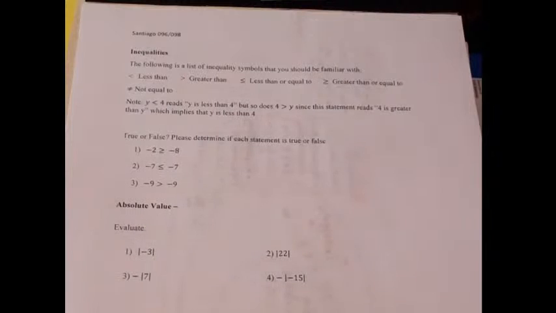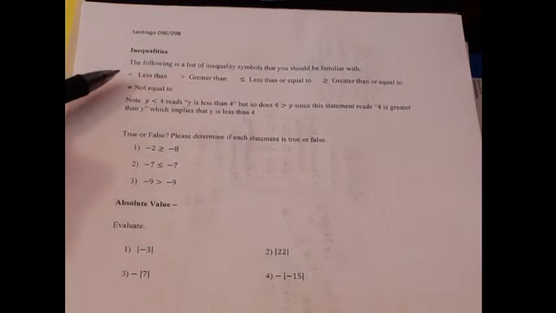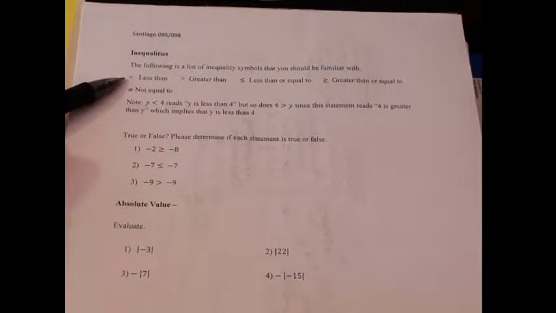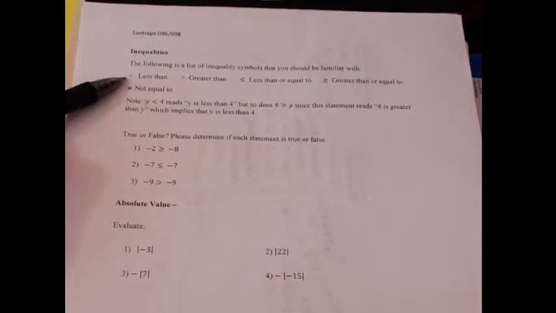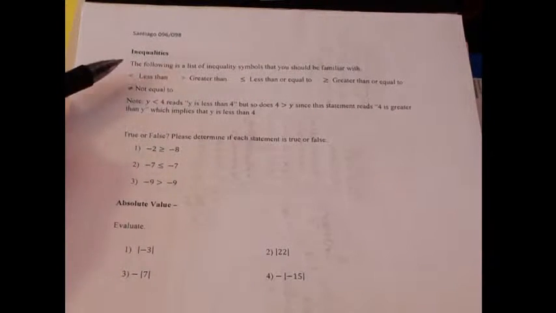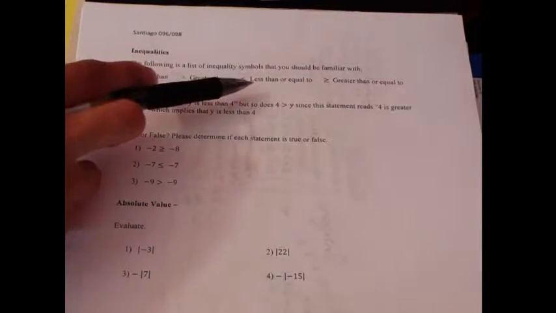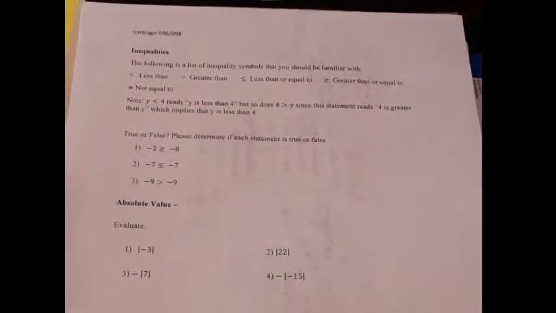Page 6. Let's talk about inequalities. So the following is a list of inequality symbols that you should be familiar with. We have less than. Oftentimes, these symbols will trip people up. Think of this as an L. Isn't that an L, right? Think of sign language. So L, less than. So if it's not an L, it's got to be the greater than. So we have less than, greater than, less than or equal to, greater than or equal to, and then we obviously have not equal to. Hopefully that is clear. Okay?